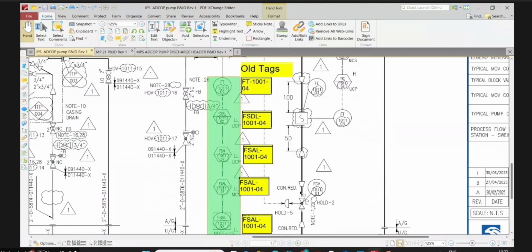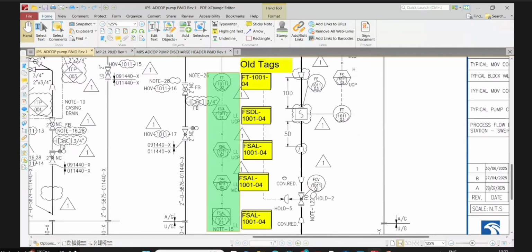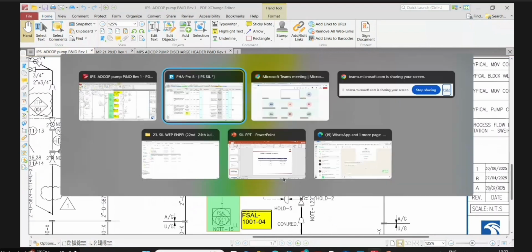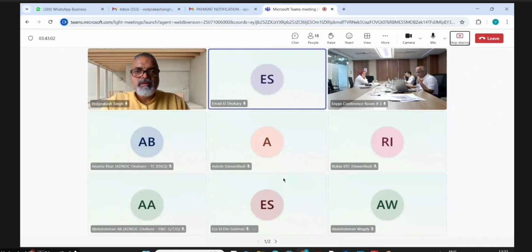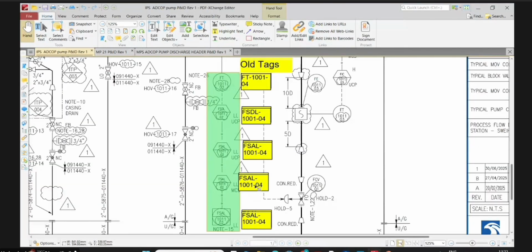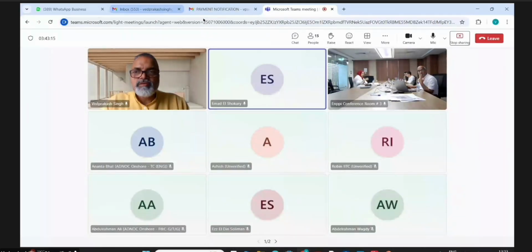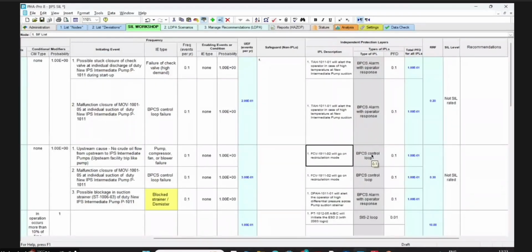So this FCB? Mr. Sherman, the 101101 FCV, this is the new tag number. And the old tag number is 101104. I want the old tag number. Yes, it's 04. 101104. Okay. 1004, correct. So this is correct.